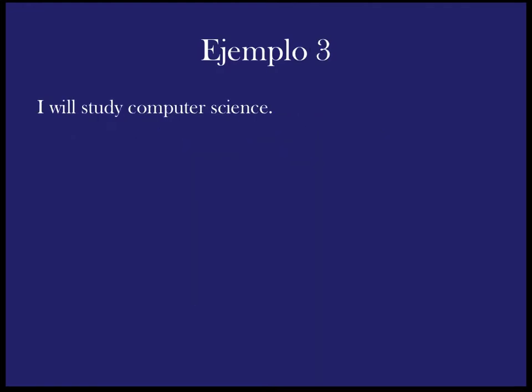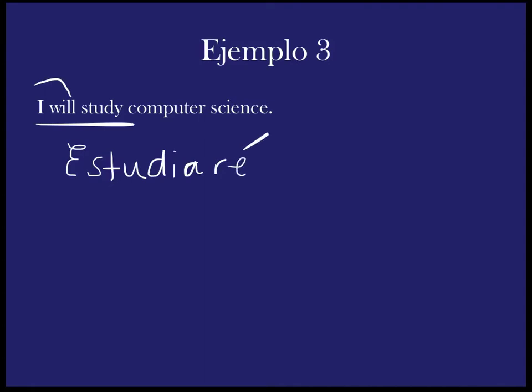Ejemplo 3. I will study computer science. For this one, "I will study" is our main information for when we choose our verb. We know to study is estudiar, and the "I will" portion is going to come with the e with the accent. Estudiaré. Again, you can add yo if you wanted to. Estudiaré informática.